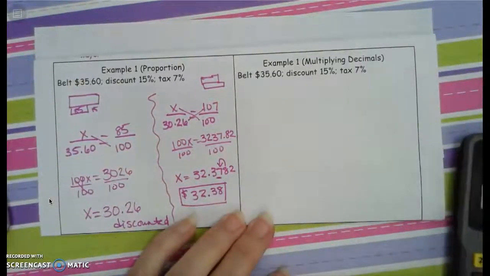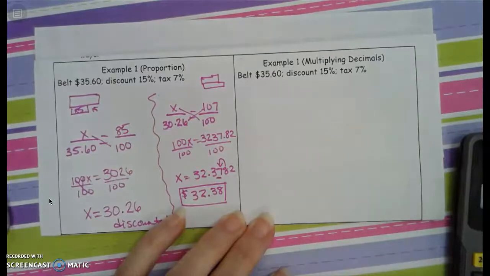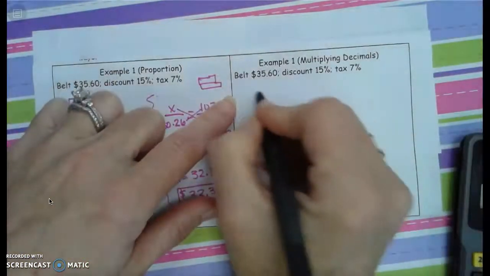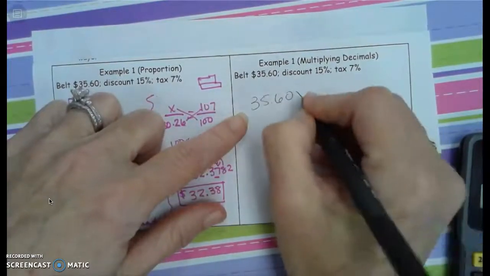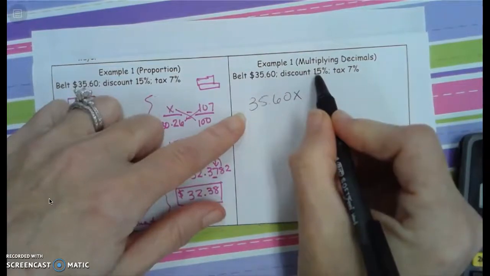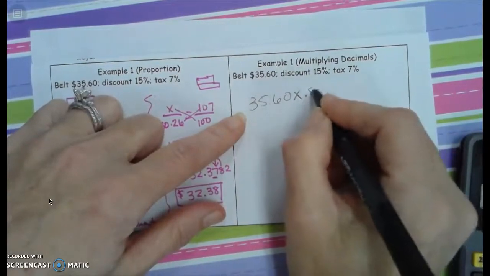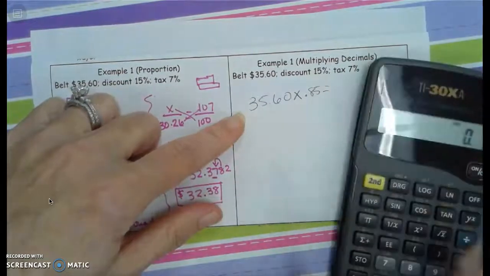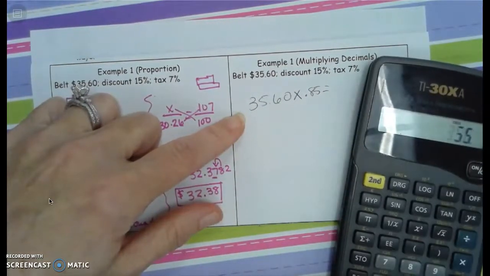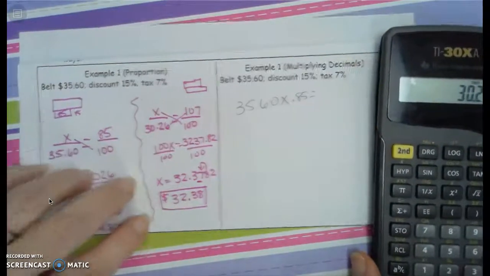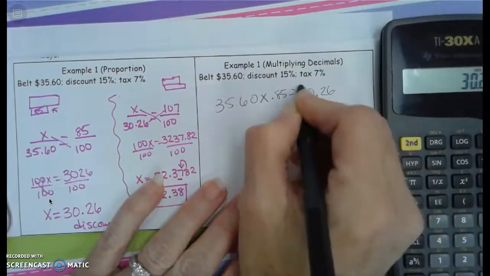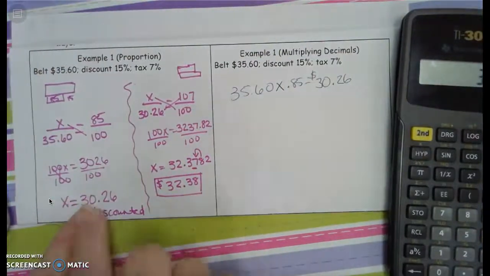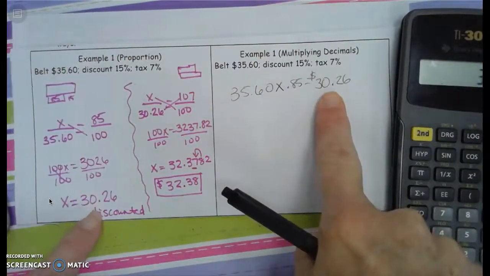Now if you want to do it using the decimals, the second way we talked about it, then I'm going to take the $35.60 item, which is my belt. I'm going to multiply it by not 0.15 but 0.85 because 85 is the part that we pay. So I'm going to take the $35.60 times 0.85. So that tells me the $30.26. I don't know why I keep wanting to say that wrong. And if you notice, that's the same answer that we got the first time.